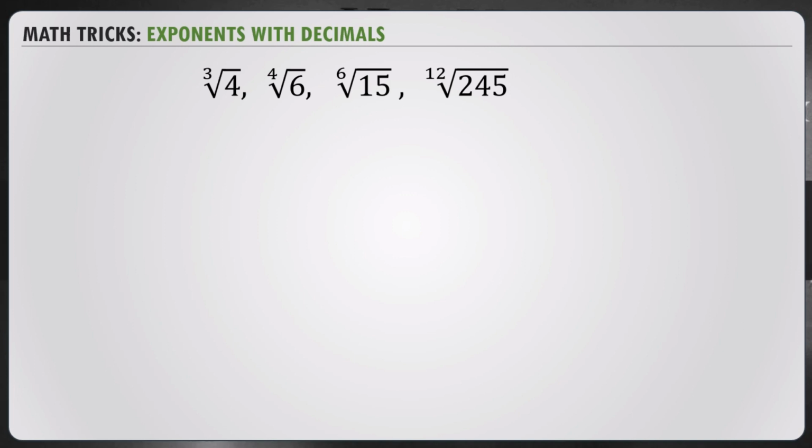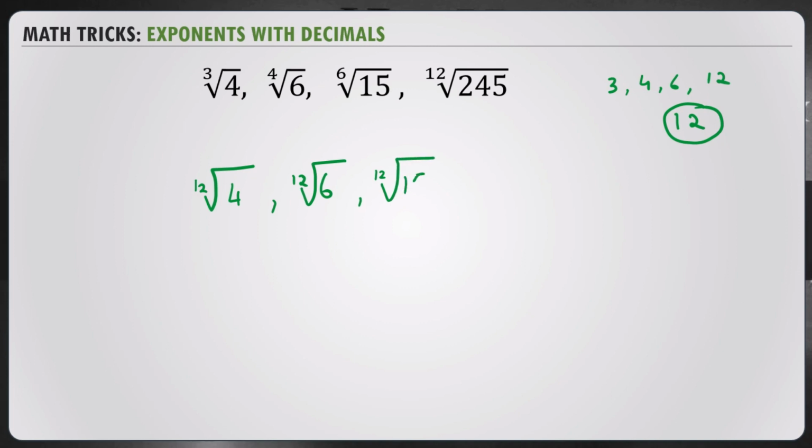Let's do another one just for practice. Here we have the 3rd root of 4, 4th root of 6, 6th root of 15, and 12th root of 245. First step we learned is to find the LCM of 3, 4, 6 and 12. The LCM happens to be 12. So we start again. We want the 12th root with the 4, the 12th root with the 6, the 12th root with the 15, and the 12th root with the 245.